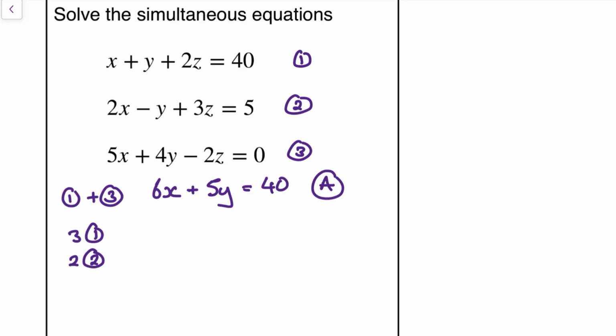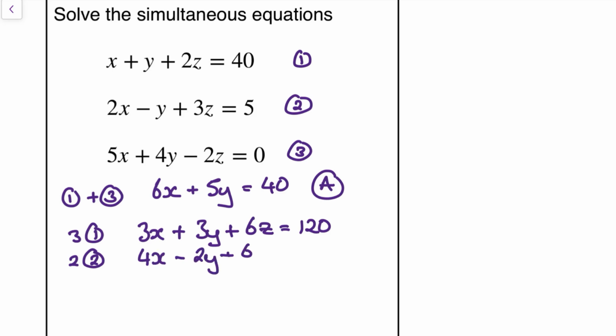Okay, so 3 times equation 1 is going to give me 3x plus 3y plus 6z is equal to, not 40, because I'm doing it by 3, 3 times 40 is 120. And then 2 times equation 2 gives me 4x minus 2y plus 6z is equal to, multiplying that by 2, 10. Now, because they're both plus 6z, I'm going to take these away.